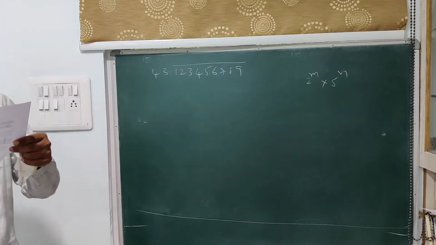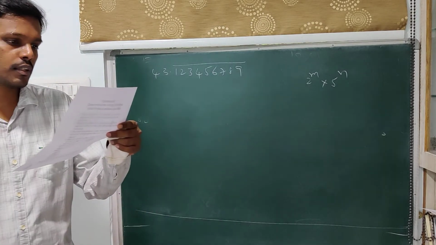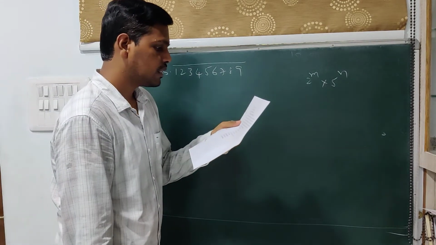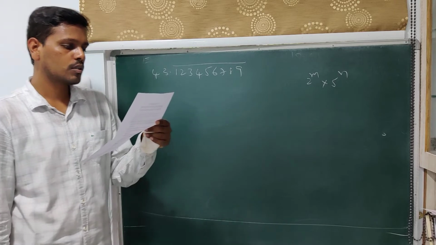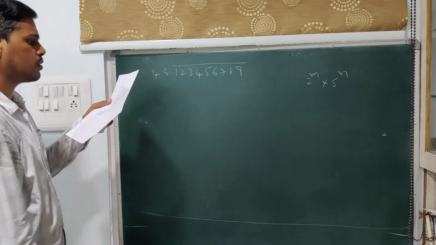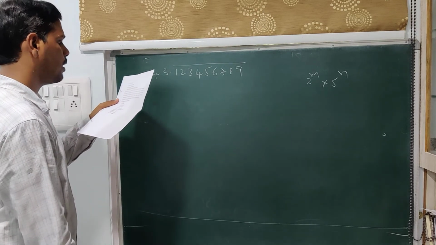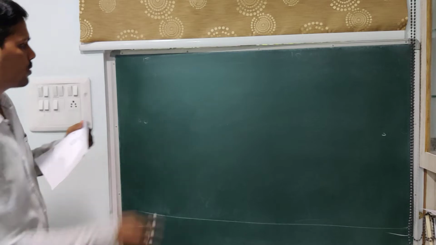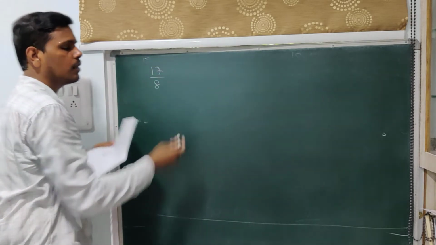Next. 7th one. Without actually performing, state whether the following rational number will have a terminating decimal expansion or a non-terminating repeating decimal expansion. Also find the number of places of decimals after which the decimal expansion terminates. Okay. So 17 by 8. Now look here.